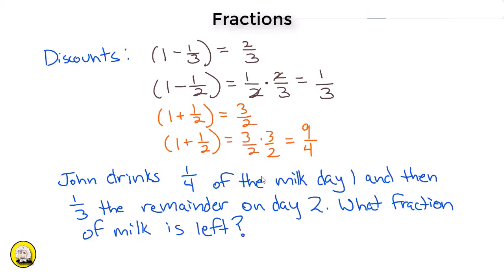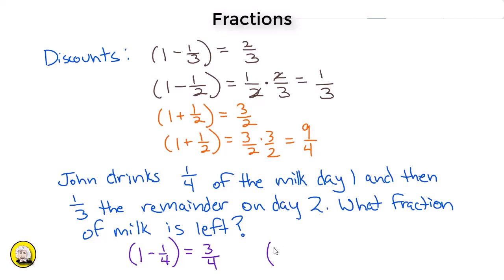So let's look at this in a simple word problem. John drinks 1/4 of the milk day 1, and then 1/3 the remainder on day 2. What fraction of milk is left? In this case, we'll want to assess our first discount. If he begins with 1 whole milk, he'll drink 1/4, so he'll reduce that amount on a fractional basis by 1/4, leaving him 3/4 of the original amount at the end of day 1. But then we're told he drinks 1/3 of that remaining amount, so he drinks 1/3 of the 3/4.